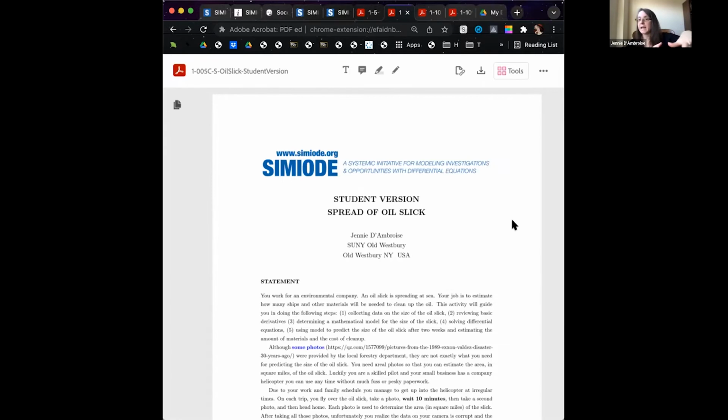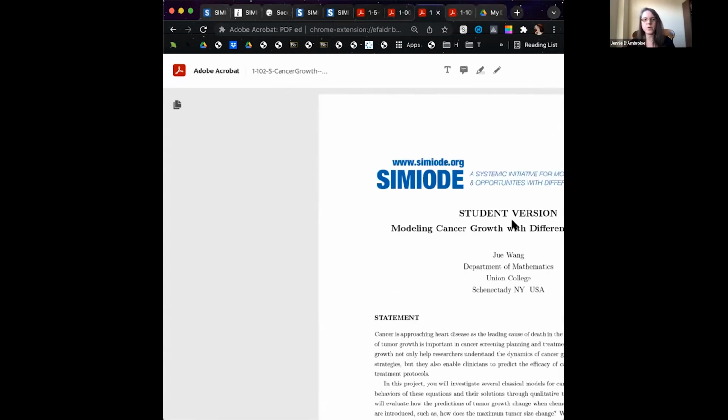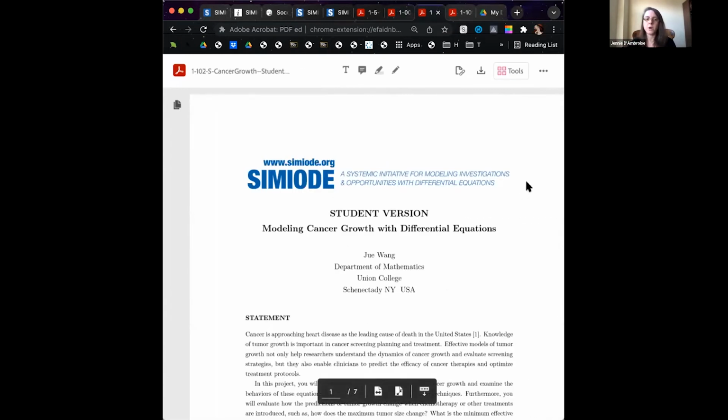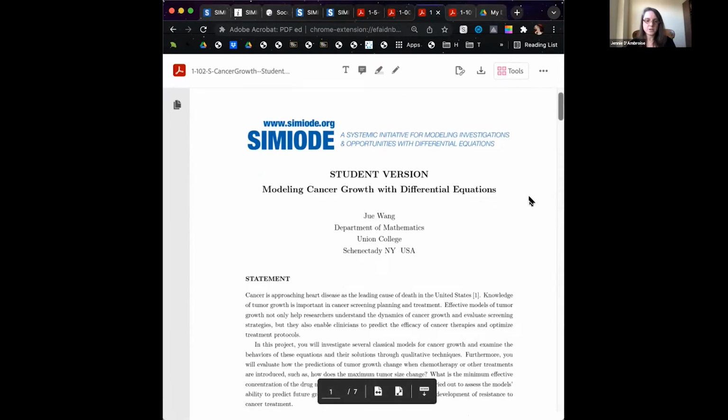Okay, so that was what I called lab number 1, the oil slick lab. The next one that I did was lab number 2. For this one, I focused on modeling cancer growth, and this is a pre-existing modeling scenario from Ju Wang at Union College.